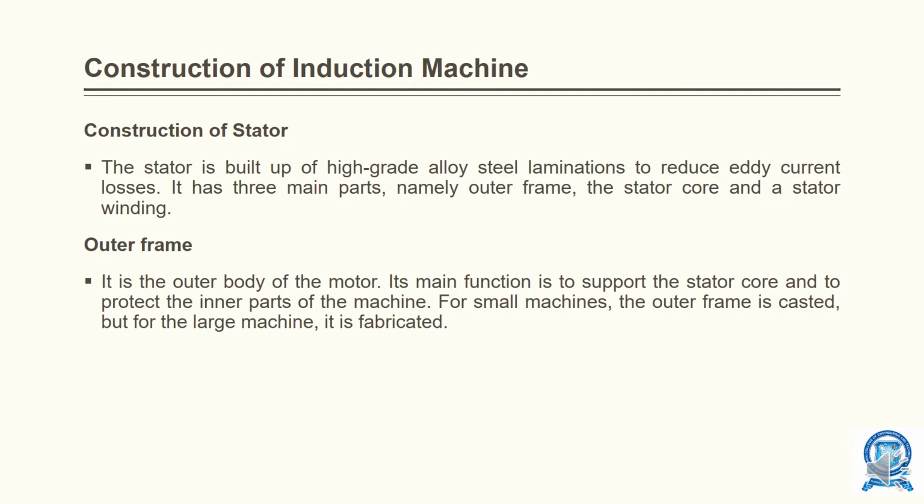Construction of stator. The stator is built up of high-grade alloy steel laminations to reduce eddy current losses. It has three major parts, namely outer frame or yoke, stator core and stator winding. First, let us discuss about the outer frame or yoke. It is the outer body of motor. Its main function is to support the stator core and to protect the inner parts of machine. For small machine, the outer frame is casted, but for large machine, it is fabricated.